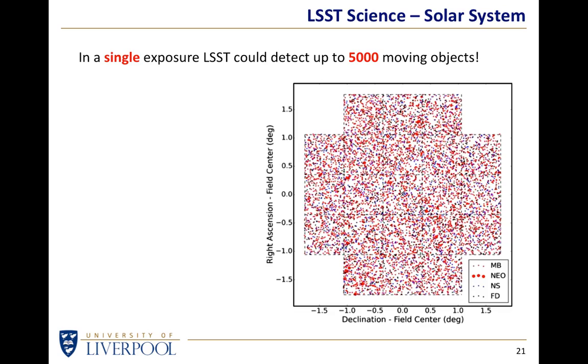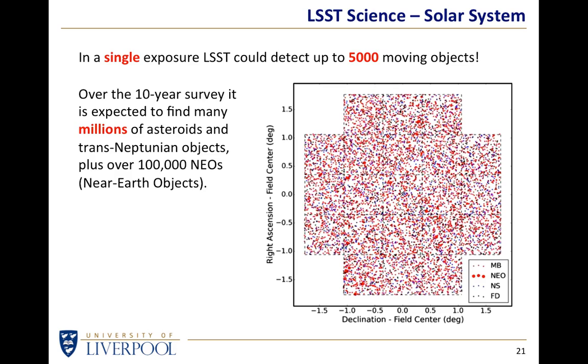In a single exposure from the detector is thought to probably catch 5,000 moving objects. In other words, probably about 5,000 objects in the solar system. So these dots, of course, are shown rather larger than they will actually appear in the final image, just to give you an idea of just what we're talking about.